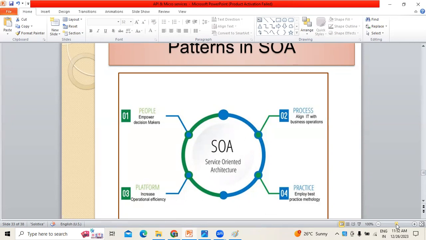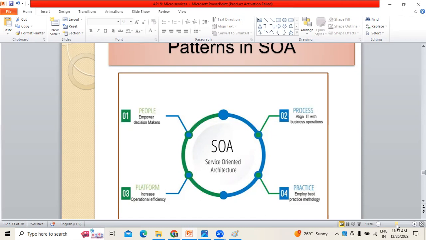Point number three, service-oriented architecture patterns are also related to the platform. Why platform related? Because unless you have a platform to develop the application, there is a possibility that operational inefficiencies might take place over a period of time. Assume that the application is not so effective in terms of usage. Automatically that impacts the services the customer is using in a quality manner.